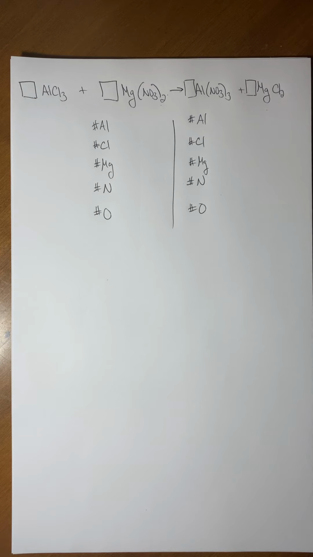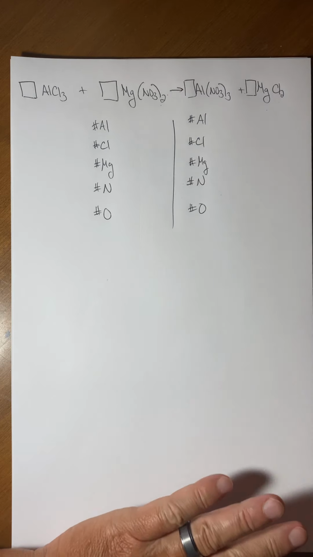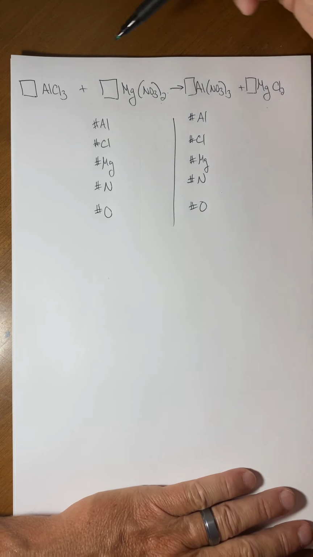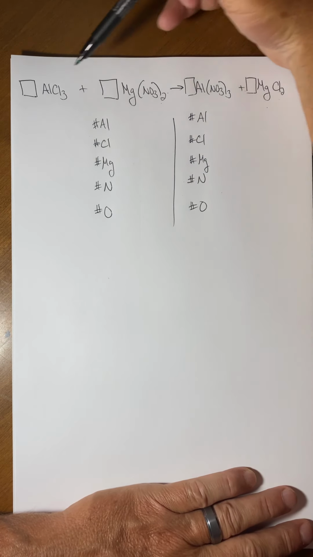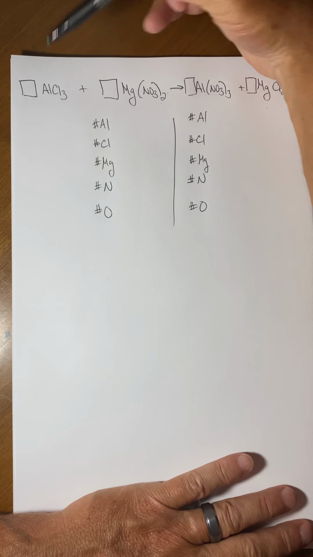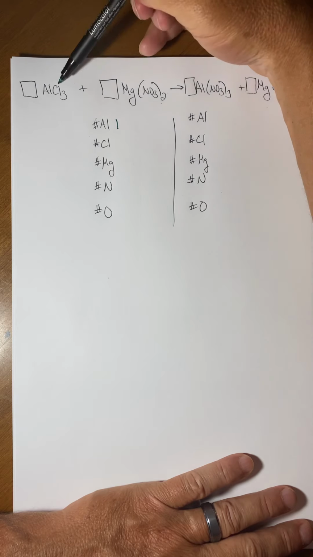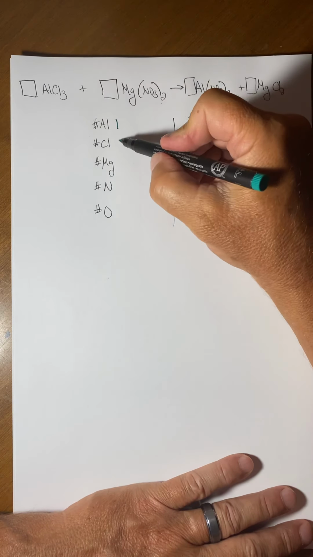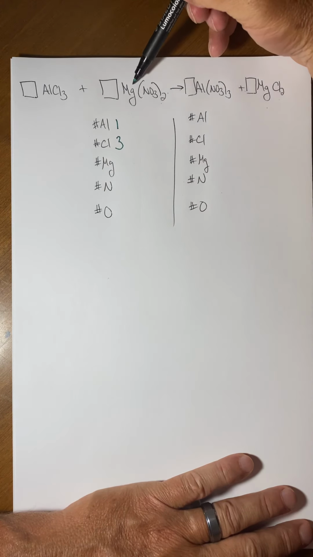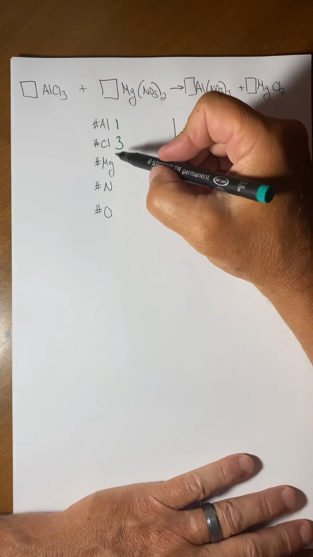Okay, this one's a little bit trickier, but we'll go through this as well. So the first thing we have to do is figure out the inventory. How many aluminums do I have on the left? Well, that's the only spot for aluminum, and there's only one of them. Chlorines on the left, there's only 3.